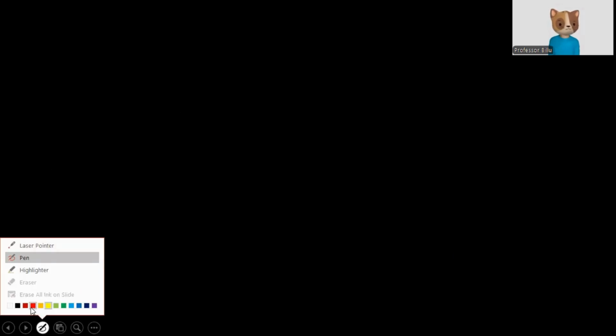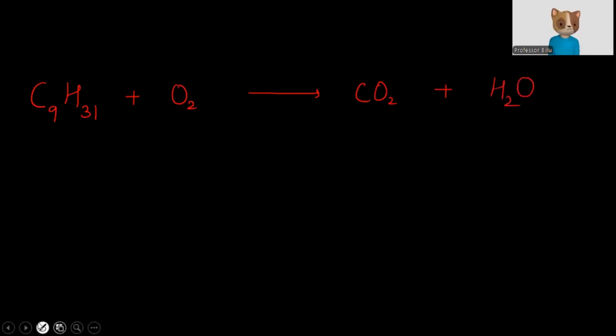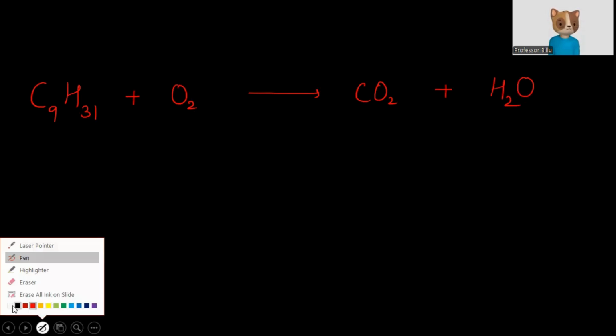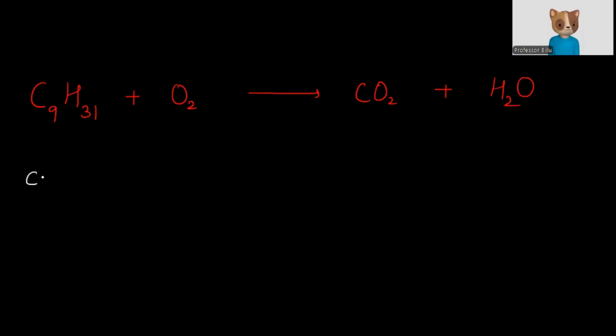Let's take one more example like this. Let's take an example of C9H31, a random example, plus O2 gives you CO2 plus H2O. Now, again, we will follow the same method. First, we will balance carbon, then we will balance hydrogen, then we will balance oxygen at the end.